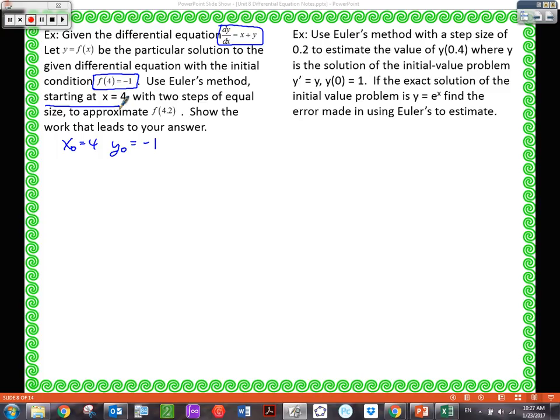So we're going to start at 4, and we need to get to 4.2, and we're required to use 2 steps of equal size. That's pretty restrictive, right? There's only one right answer to what our delta x is going to be, and it's 0.1. That's the only way to do 2 steps of equal size to get from 4 to 4.2. So our delta x is going to be 0.1.